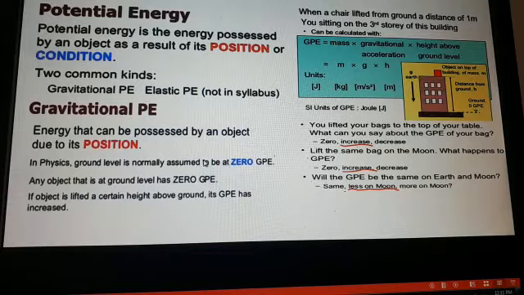If any object is on the ground, we have to say it has zero gravitational potential energy. Any object at ground level has 0 GPE, and if the object is lifted a certain height above the ground, its GPE has increased. So we have to say the raised object has gravitational potential energy. When a chair is lifted from the ground a distance of 1 meter, or you are sitting on the 3rd story of a building, then we have to say that you have gravitational potential energy. And how to calculate gravitational potential energy?